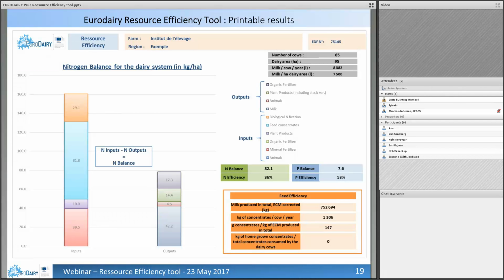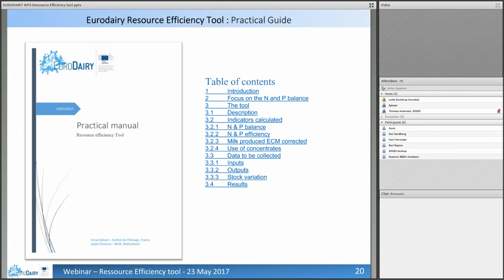and the same information as before, but you have all this information in the same sheet, directly printable for the farmers and for you. Lastly, all this information is present in a practical guide which was written by myself and Jauke, and you will find all this information to help you to answer and to collect the information.